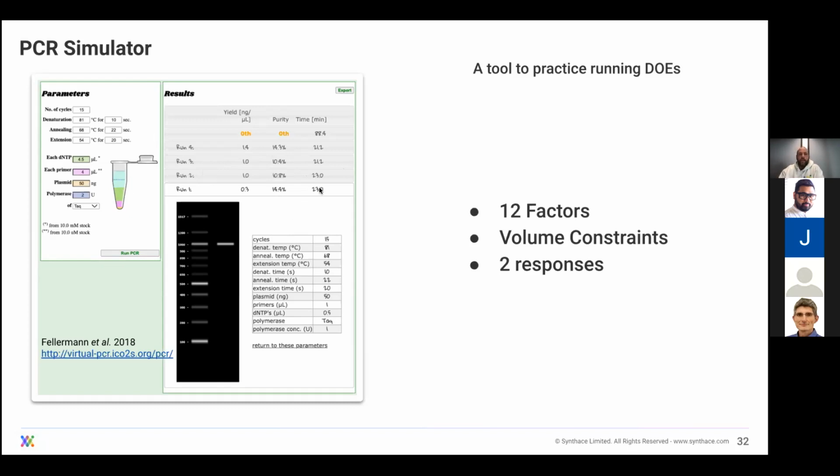I want to highlight the PCR simulator as a way to get started with DOE with minimum impact on resource requirement. It's a great training tool. There is an associated paper with this tool where the creators who produced it explain it further. You can link to it from this tool itself.